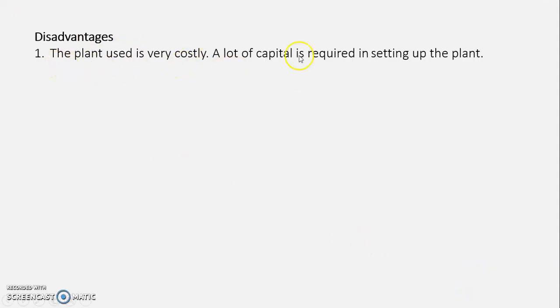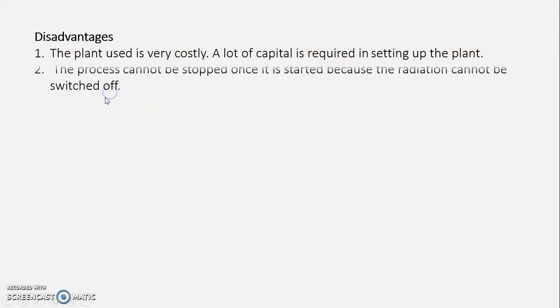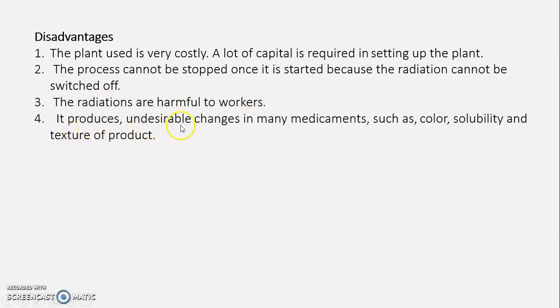Disadvantages of ionization radiation are that the plant is very costly. A lot of capital is required for setting up the plant. Then the process cannot be stopped once it is started because the radiation cannot be switched off. The radiation is harmful to the workers. It produces undesirable changes in many medicaments such as color, solubility, texture and potency.